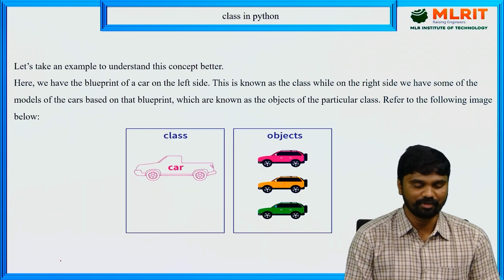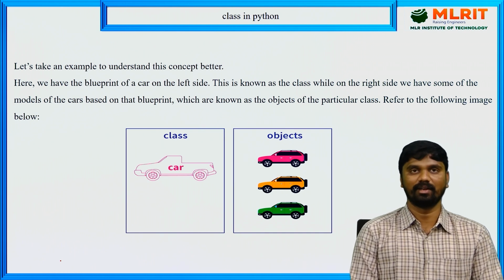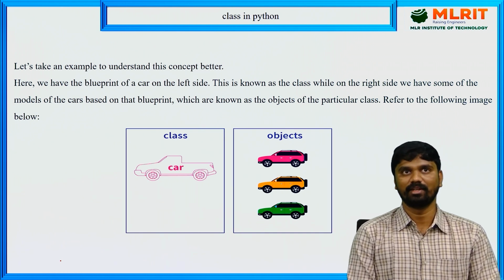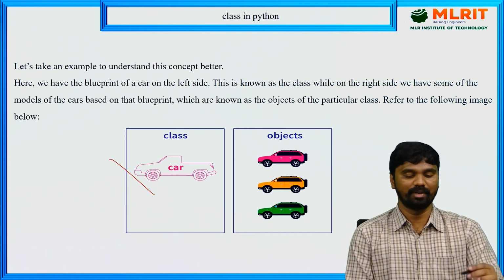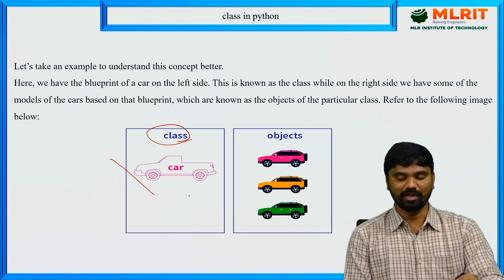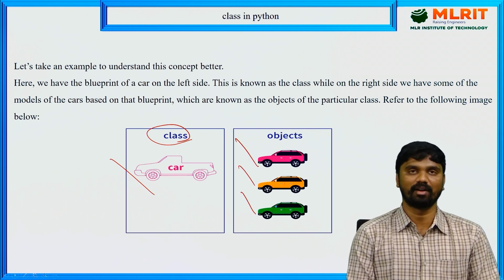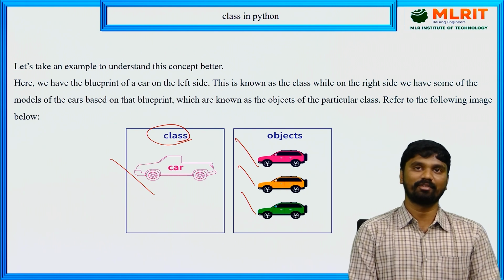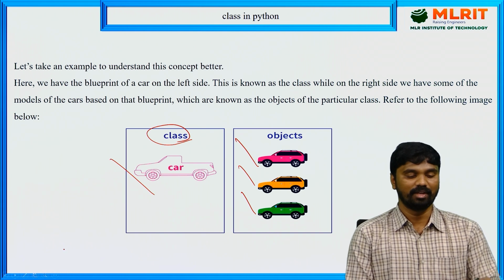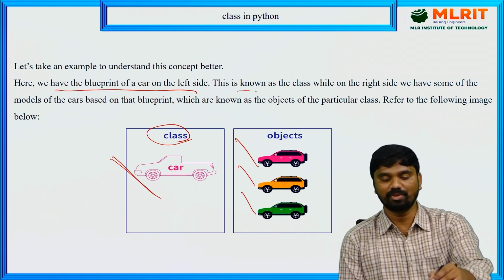For example, here is a diagrammatic example based on an image. Here we have the blueprint of a car, and this is the class. By using the blueprint, we are going to create different types of cars, different models of cars. That's why we have the blueprint of a car on the left side. This side is known as the class.